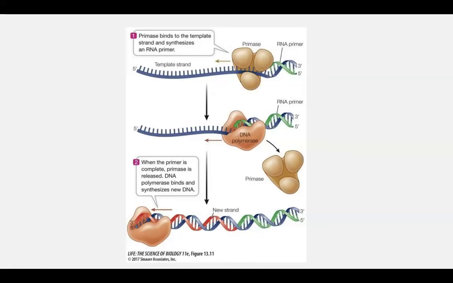Then DNA polymerase adds nucleotides to the 3' end. So when the primer is complete, primase is released and DNA polymerase comes in. It's another enzyme, it binds to that RNA primer and starts to synthesize new DNA. So the primer is taken over by DNA polymerase and it's added to the 3' end.